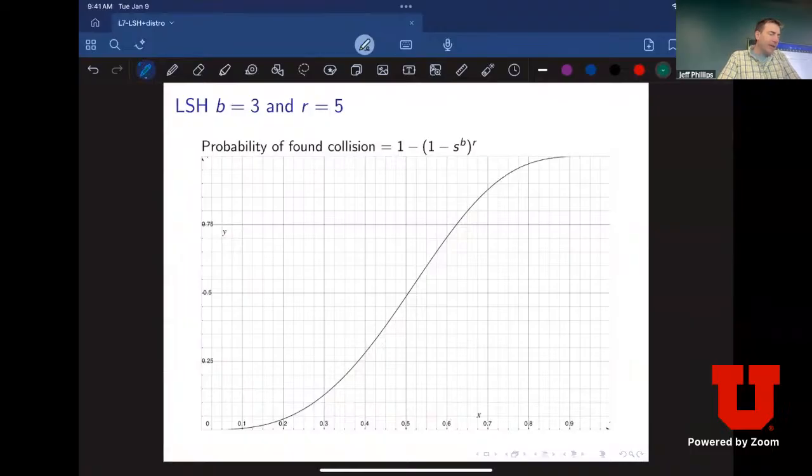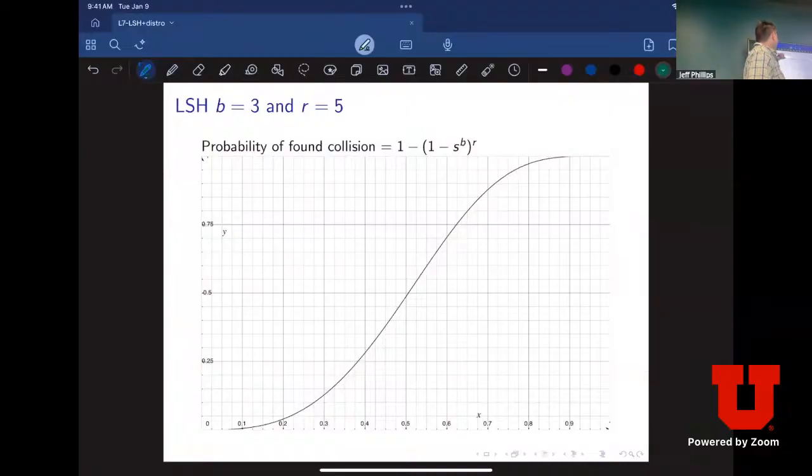I've taken the similarity and plotted it on the x-axis, this is S, and the y-axis is the probability of collision. In order for it to not show up, it needs to not collide B times independently. So that's S to the B. Then 1 minus that is the probability it does show up in one of the hash tables. And I have R chances to do it, so it's that to the power R. And so I get this curve that looks like this.